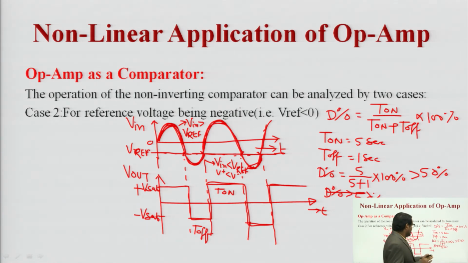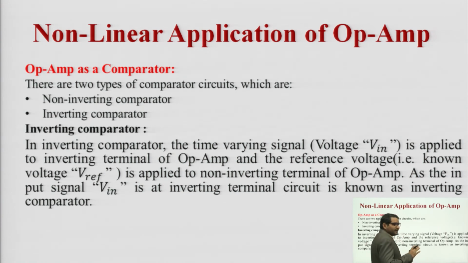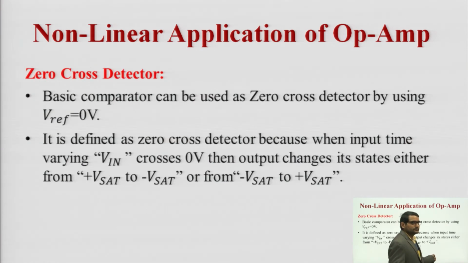Now, next is the inverting comparator. The inverting comparator is similar to the non-inverting one, but the condition is that the time varying signal is applied to the inverting terminal of the op amp, and a known voltage or V reference signal is applied to the non-inverting terminal of the op amp. Now, next circuit, zero cross detector.